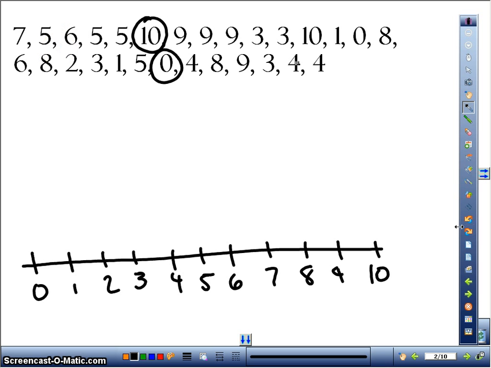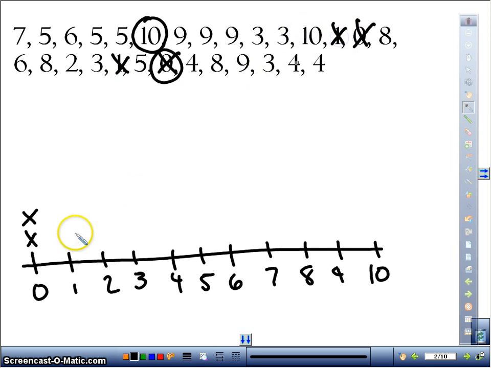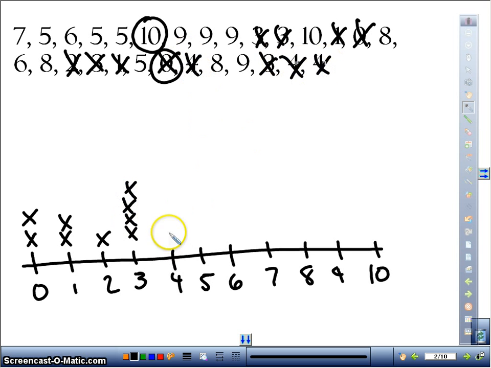Okay, so how many zeros do I have? I've got 2 zeros. I'm going to go ahead and mark those off, and then I'm going to put some X's right up there. So that shows that I have 2 zeros in my set of data. Looks like I've got a couple of 1s. So I'm going to put 2 X's there. I've got 1, 2. I've got some 3s. I've got 1, 2, 3, 4 of them. So then I put 4 X's there. I've got 3 4s, it looks like. I've got 1, 2, 3 5s.